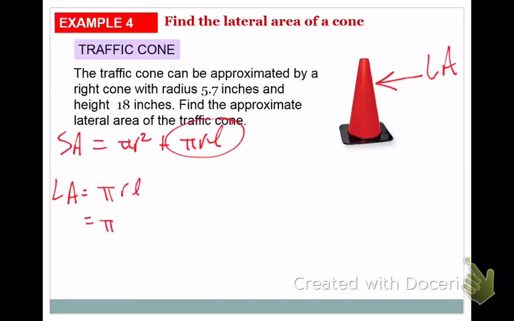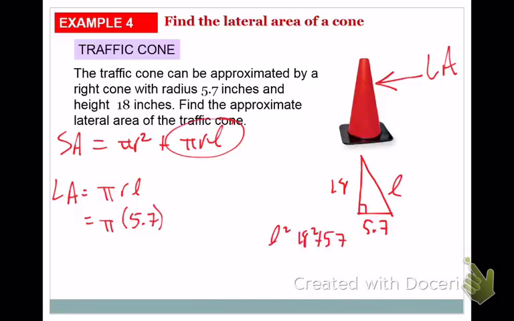No problem. The radius we know is 5.7 inches. The slant height, L, we don't know. Okay? But again, if we were to represent it, there's the height of the cone, there's the radius, this is the slant height. It's a right triangle. We can use the Pythagorean theorem all over again to help us find the lateral area. Now we've got to do L squared equals 18 squared plus 5.7 squared.